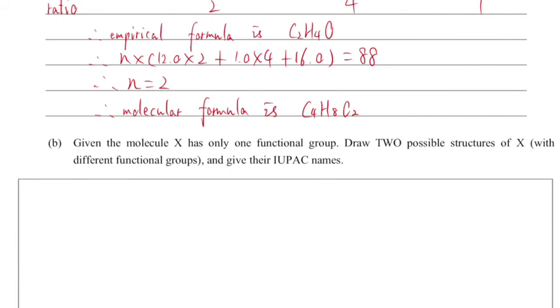Okay, and then for part B, given the molecule X has only one functional group, draw two possible structures of X with different functional groups, and give their IUPAC name. Okay, so now it got 2 oxygens in it, so we can consider the 2 types of molecule we have learned that got 2 oxygens in it. The first one is an ester. Just draw one possible structure for it. Since it got 4 carbons, we can have 1 carbon and then 2 O, and then 3 carbons on the other side. Then we fill in with those hydrogens.